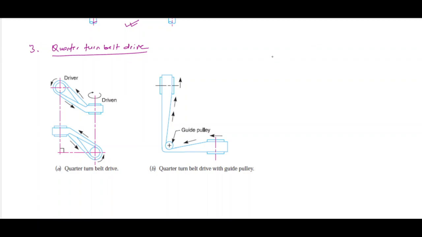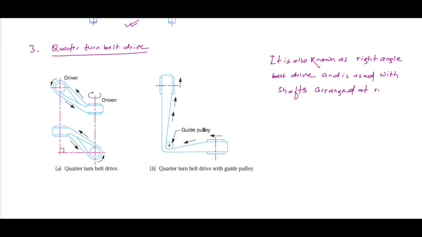It is also known as right angle belt drive. And it is used with shafts arranged at a right angle and rotating in one definite direction.